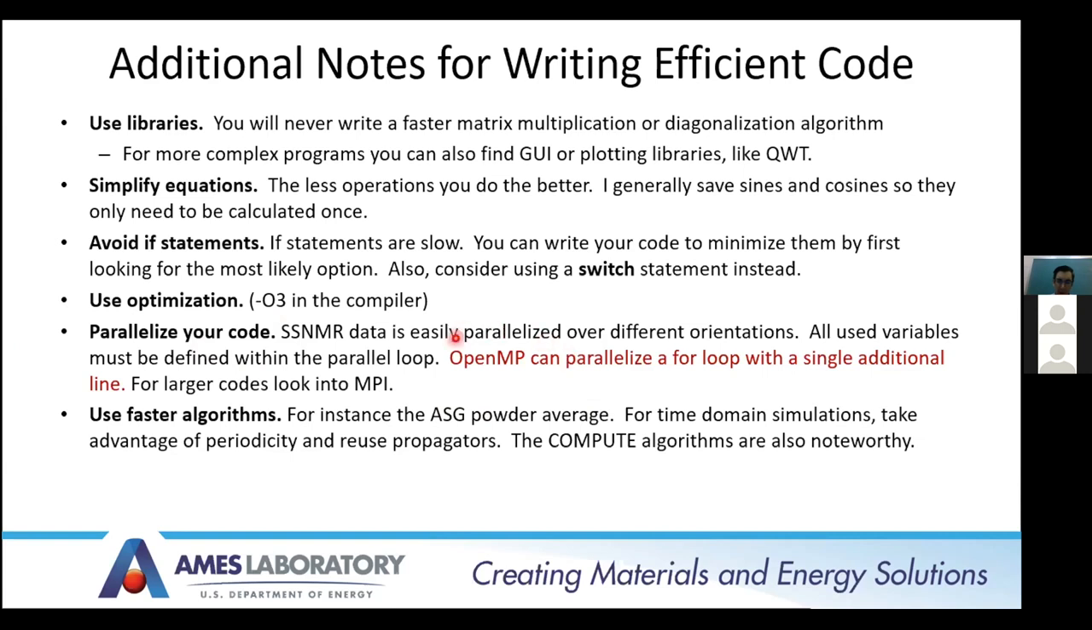If you look up something called OpenMP, this essentially, in C and Fortran, allows you to parallelize a for loop with a single line of code. So this is very easy to do, and you can easily speed up your code by 4 or 8 times, depending on the number of processors in your computer. If you're running a lot of large calculations on a cluster, you'd want to look into parallelizing with MPI, which allows you to parallelize across different nodes as well.